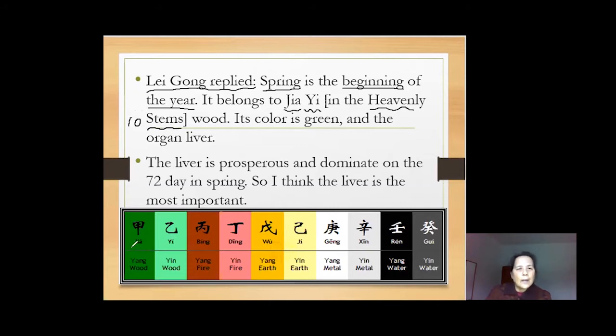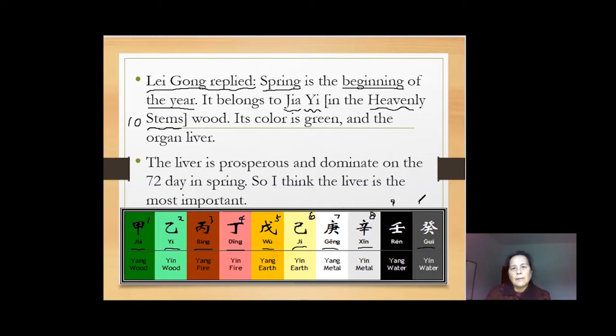So that's the order: Jia, Yi, Bing, Ding, Wu, Ji, Geng, Xin, Ren, Gui. Pretty similar to when we talk about 1, 2, 3, 4. They have their order, but they have more meaning than only a number. I just put a number here for your easy understanding.